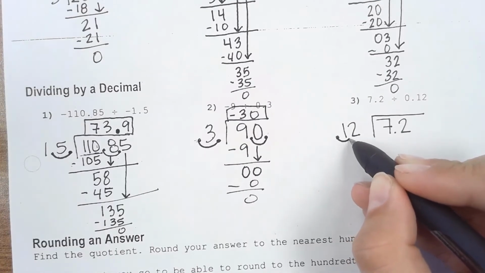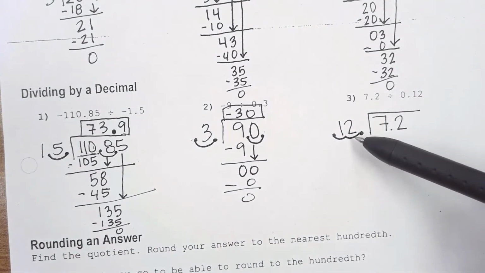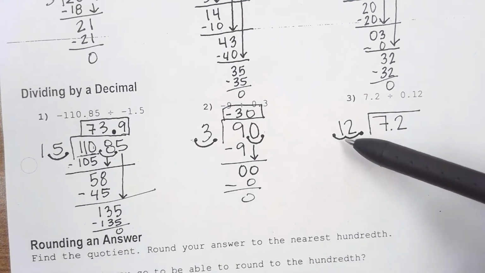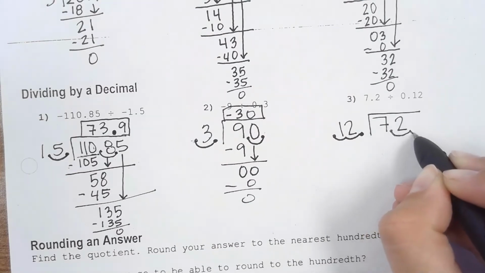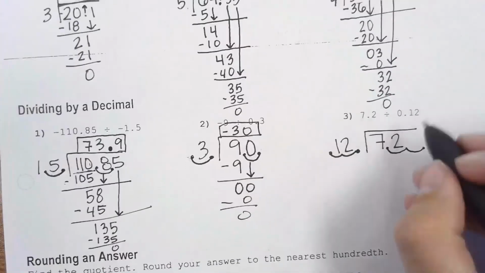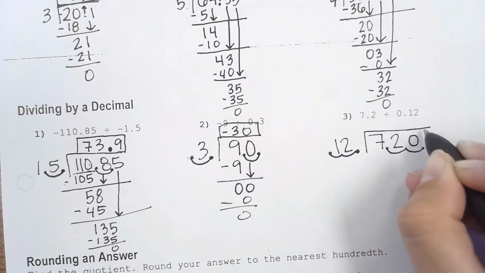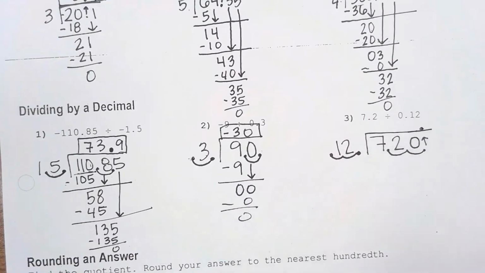You need to count how many times you move that decimal point, because whatever you do to the outside, you have to do the same thing on the inside. Since I moved this decimal point 2 times to the right, I am also going to move this decimal point 2 times to the right. As soon as you see that empty space, you fill it in with a 0, and then you can shoot that decimal point straight up so that you don't forget about it. All right, now you can start dividing like normal.